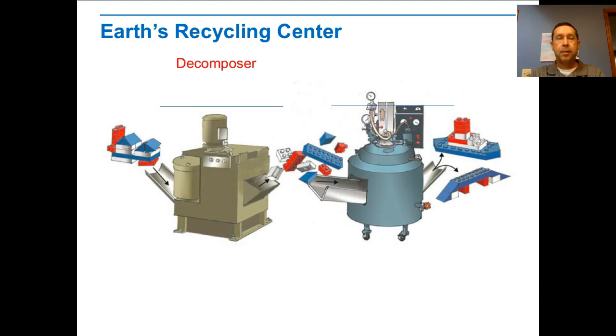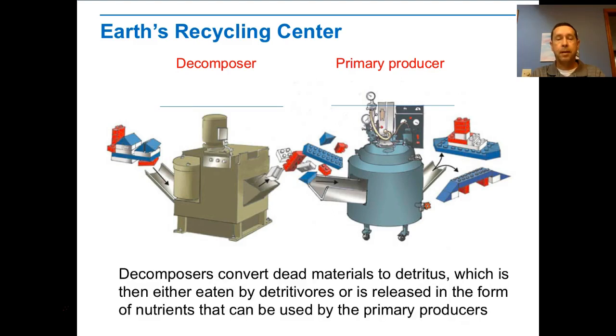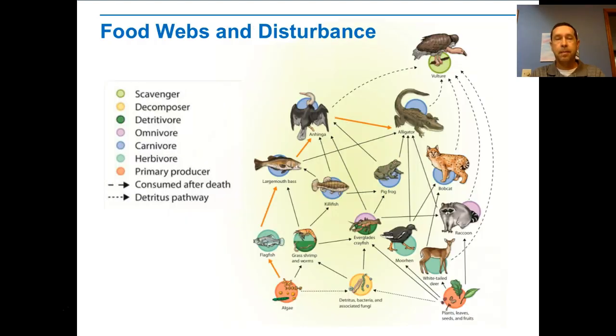So decomposers and detritivores are really important. They help recycle things so that the primary producers don't run out of nutrients and materials to do photosynthesis and so on. Decomposers convert dead matter into detritus, which is then either eaten by detritivores or is released in the form of nutrients that can be used by the primary producers to build new tissues and do photosynthesis and so on.